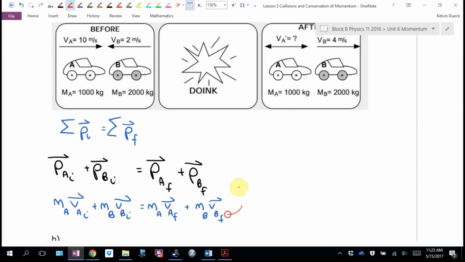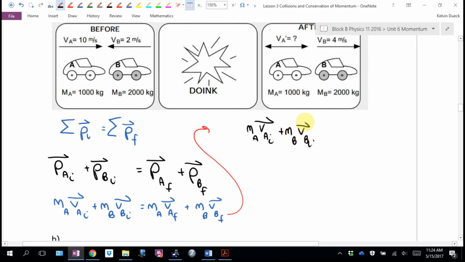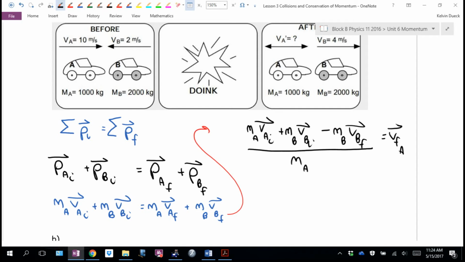I'm kind of running out of room here, so I'm going to move over to here. If I heard you correctly, you're telling me the mA vA initial would have just dropped down like a domino, and the mB vB initial also dropped down like a domino. You said I would minus the mB vB final, and then you said I'm going to divide by the mass of A. That equals the final velocity of object A. Ira, that looks right?